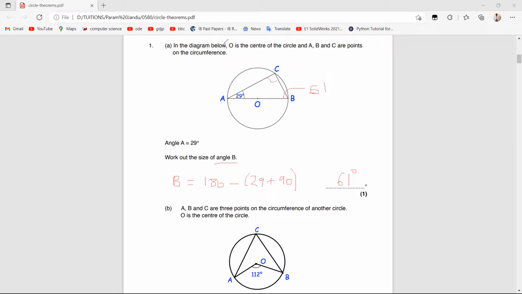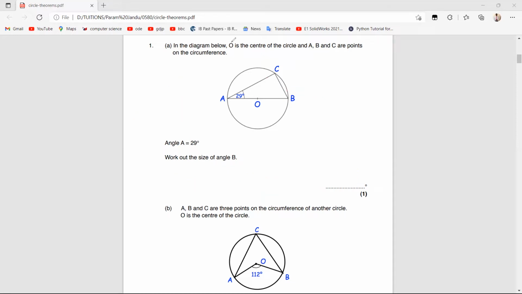Where do I get 180 from? Angles inside the triangle add up to 180. If you add all the three angles inside the triangle, like this one, you're supposed to get 180 degrees. So if you take 180, subtract the 29 that's given, also subtract the 90 degrees that we get by using a certain theorem, we get 61 as the remaining angle inside triangle ABC. All right, so that's our answer for that question.